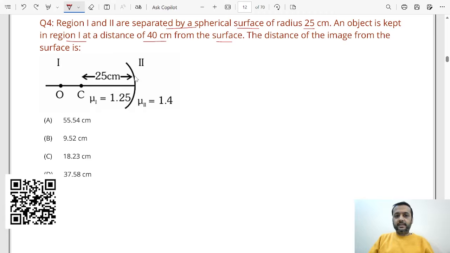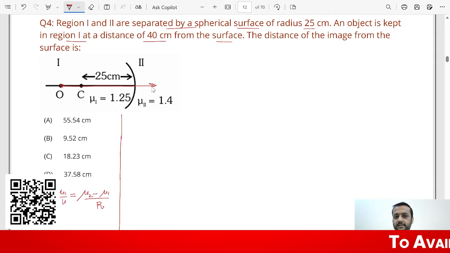The radius of this spherical surface is 25. We have to find the distance of the image from this surface. So it's a case of refraction at the spherical surface, remember. And the formula for this is mu2 by v minus mu1 by u is equal to mu2 minus mu1 by r. Remember, mu2 is the medium in which light goes after refraction. So light will start from the object and go in medium 2.